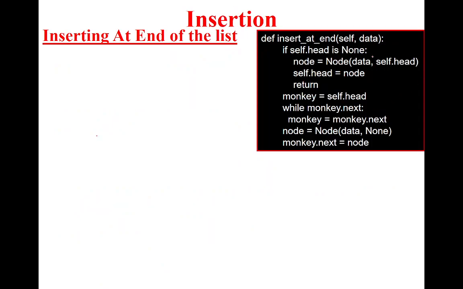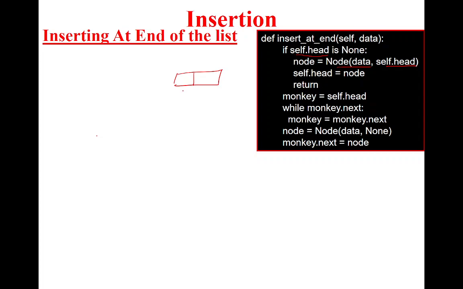Okay, so here the code is given, you can understand. First we are checking whether the list is empty or not. How do you know the list is empty? If head is empty, the list is empty. If the list is empty, we are creating the new node, and new node of data we are receiving. New node of next is nothing but head.